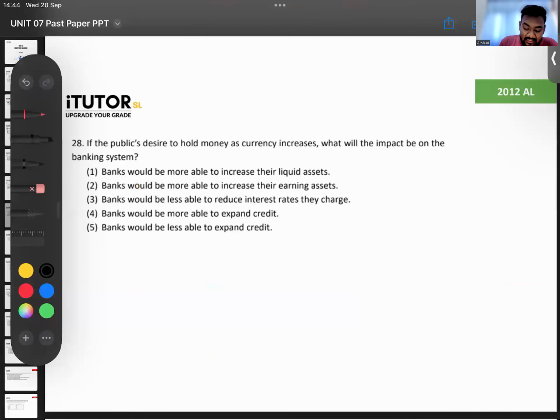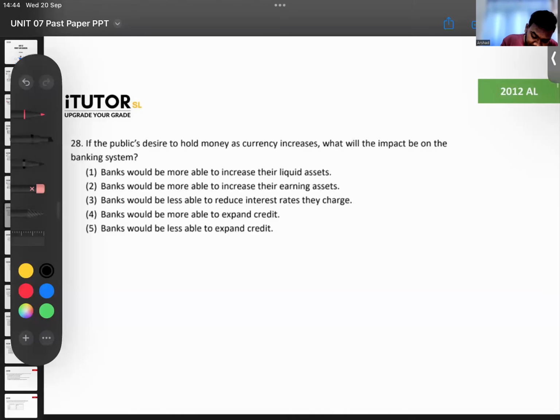If the public desire to hold money as currency increases, what will be the impact on the banking system? Very interesting story, guys. Now, the people decided they don't want to keep money with them in deposits. They want to keep the money with them. There was a similar question in the mock exam yesterday also, no? So, the public decided to keep more money with them.